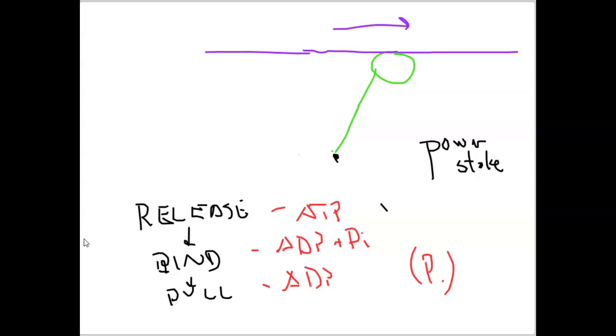If we go back to the crew example, bind, pull, release: oars in, pull back, oars out. Oars in is ADP and phosphate. Pull is ADP alone. Oars out is ATP. And that's the way that we cycle through the power stroke. So that's how myosin 1 interacts with actin in general.